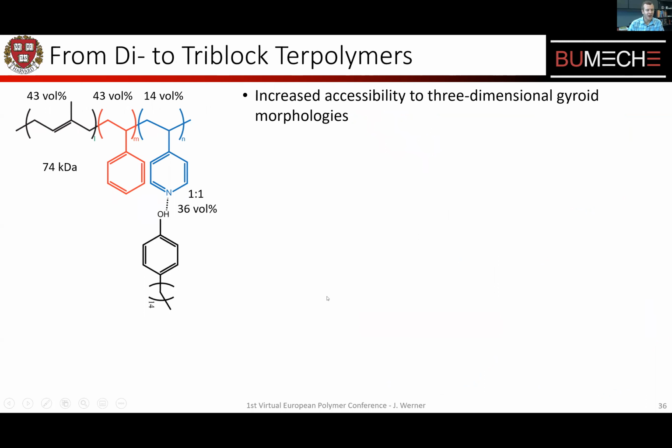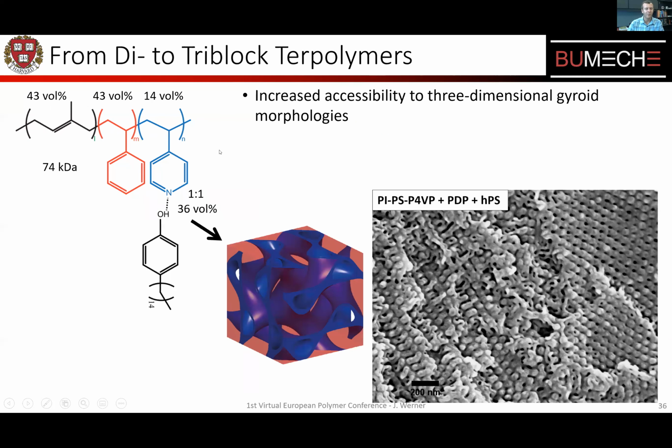Therefore, we focused on triblock terpolymers, in this case a polyisoprene-polystyrene-4-vinylpyridine, which are known to have much larger phase windows of these three-dimensionally connected or bicontinuous structures. In this case, under the compositions given here, we were able to form the gyroidal structure in the bulk, and that makes the need of aligning the porosity to the surface unnecessary, since this is a three-dimensionally connected porous network.